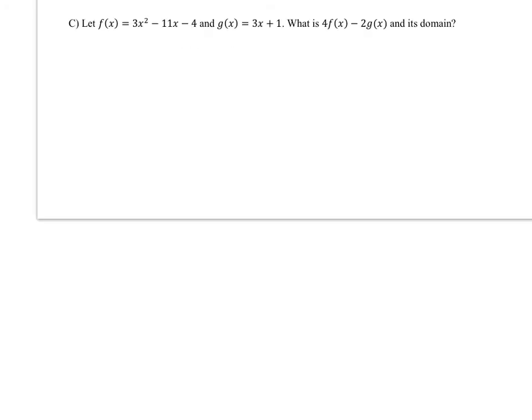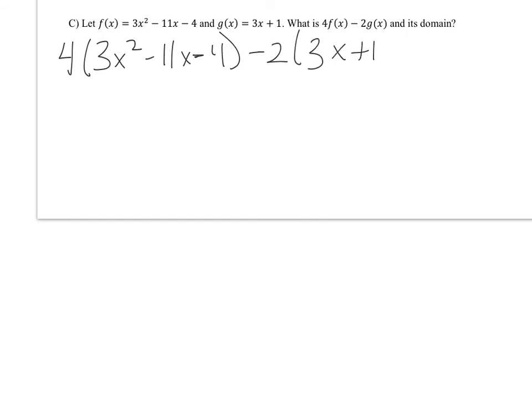And letter C. If I look at this right here, this is basically exactly what it's saying: 4 times my function of f, subtract 2 times my function of g. So I write my whole function of f here, minus 2 times my function of g, exactly what's written for my function of g. And now it just becomes an algebraic or pre-algebra problem. So you have to distribute your 4, distribute your opposite 2, so a negative 2.